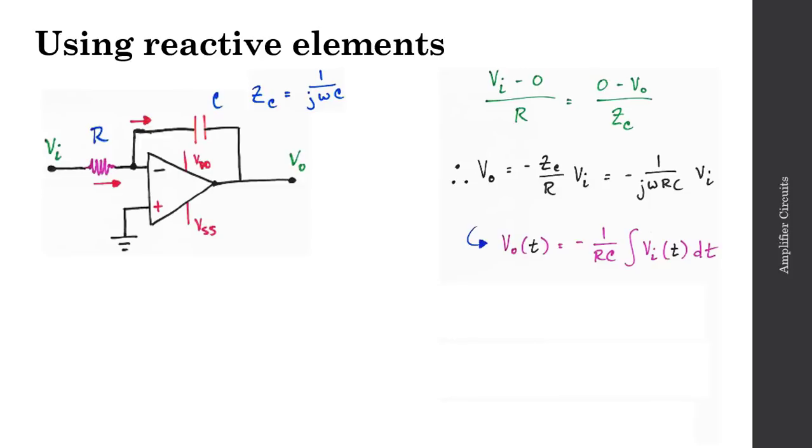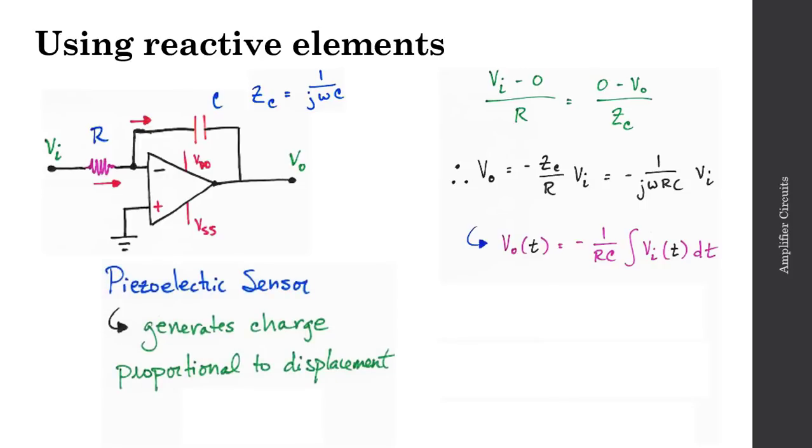Another application where these op-amp circuits are often used is with piezoelectric sensors. So piezoelectric sensors operate with a material that will generate a charge proportional to the displacement. So if there's a stress or a strain in the material, the charge will be proportional to that stress or strain, or equivalently to the displacement. A typical use of these sensors would be something like an accelerometer or a force sensor. So we could write this as VI, an input voltage, equal to R times dQ/dt, where Q is the charge. So we're looking at the change in charge with respect to a change in time.